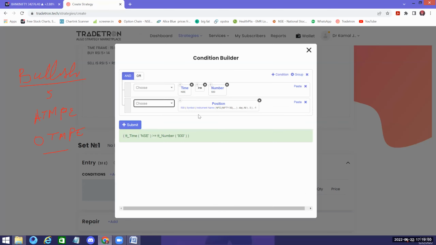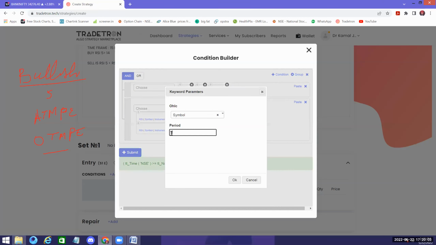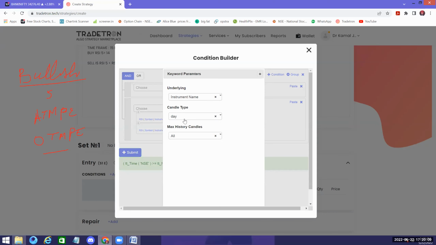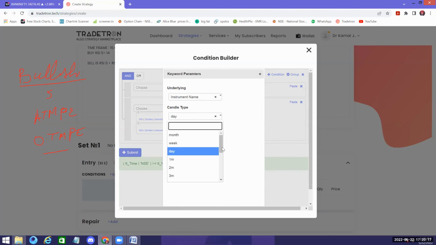Okay, so RSI 5 should be greater than, just copy it and paste it. We only need to change this period to 14. And here, for the symbol, you have to make it 15 minutes. On both of them I didn't make it 15. It has to be a 15 minute candle.